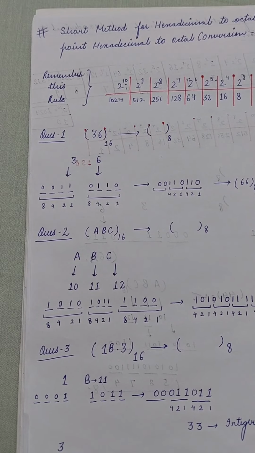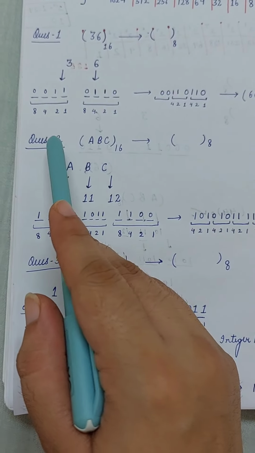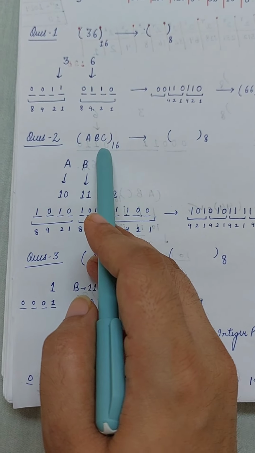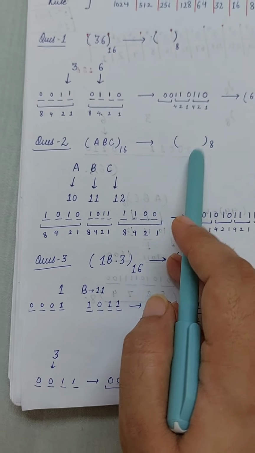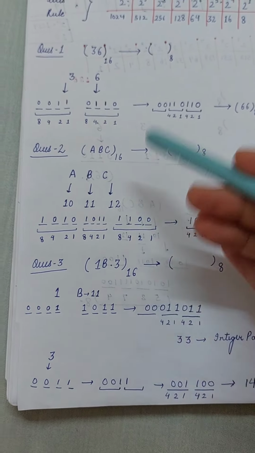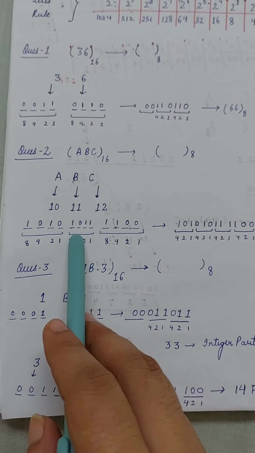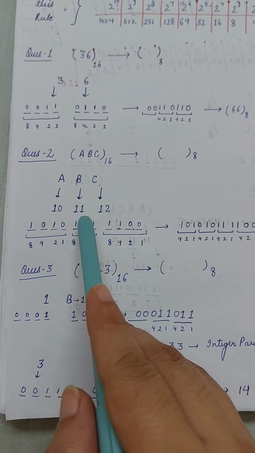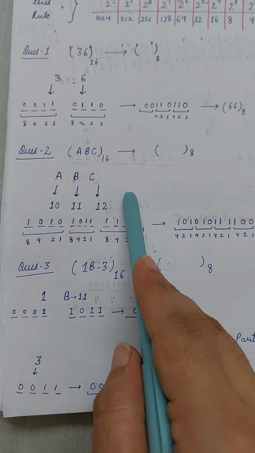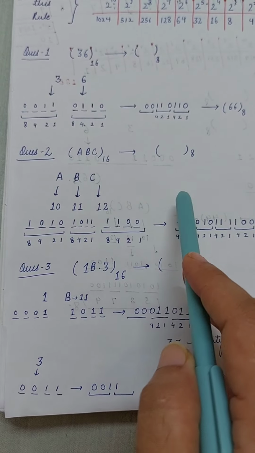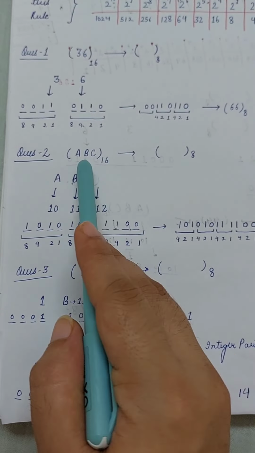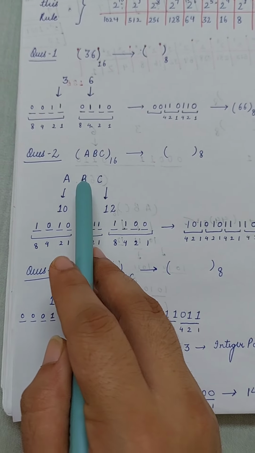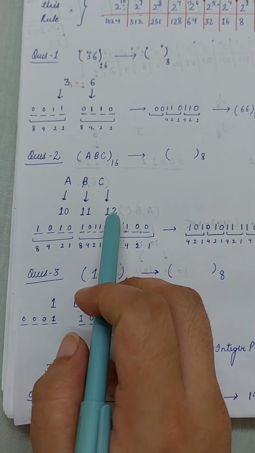Here in question number 2, you are asked to convert a hexadecimal number, that is ABC, into an octal number. The method is quite similar to the one that we have done above, but there is a difference. I have told you that hexadecimal digits range from 0 to 15, where 0 to 9 are the same, and from 10 onwards they are counted from A to F. So see here, you are given ABC. A means 10, B means 11, and C means 12.